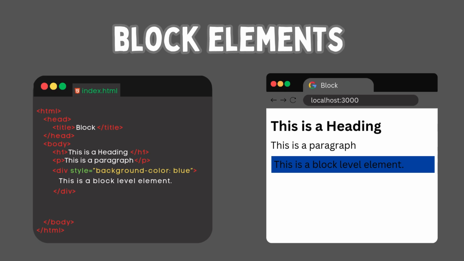See how each element stacks on top of the next, taking up the full width. That's what makes them block elements. Also, observe the style attribute. This is one way to style a web page, but we will get into styling more in a future video. The background color is used on the div to show how the element takes up the whole line.